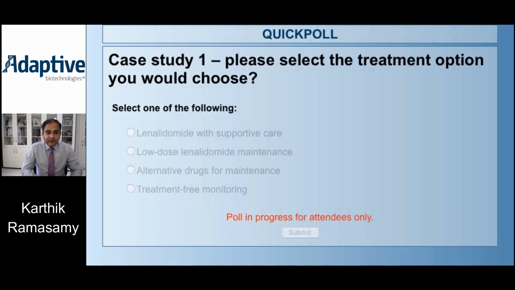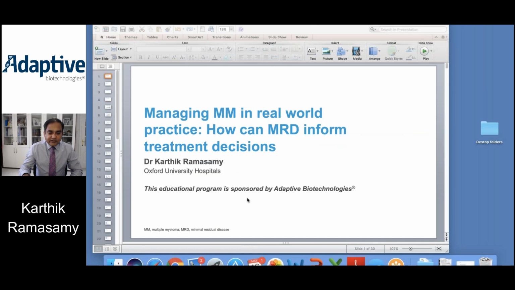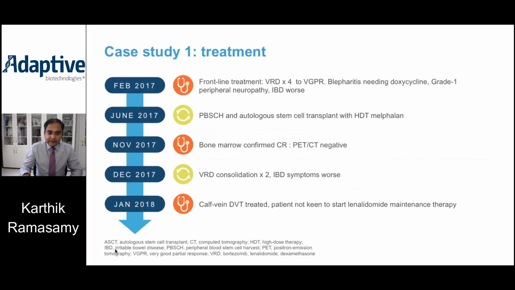Let's look at the results so far. So clearly, about 27% of people on the current call suggest treatment-free monitoring is a good option. About 30% would look at alternative drugs for maintenance, whereas about 44% of people would still prefer to go with lenalidomide maintenance with a degree of support or attenuation. Let's go back to our patient, and I'll give you further information about this particular patient.